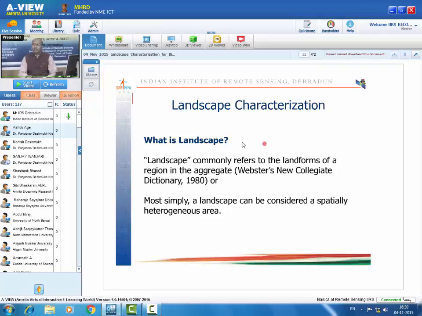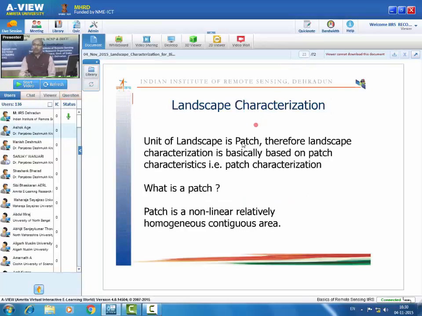So as I said earlier, what is a landscape? It was basically an aggregation of landforms. So you can say it refers to the landforms of a region that are in aggregation, and that can be a very simple definition. There are many, of course. So the question comes, what is the unit of a landscape? It is the patch. So patch is the unit.